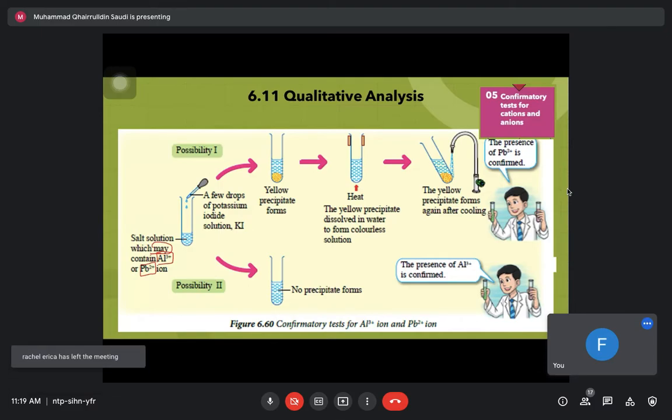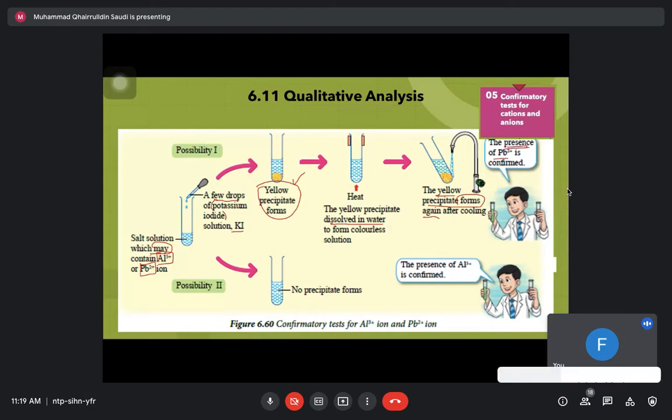So how do we confirm the presence of lead ions? We add few drops of potassium iodide solution and then yellow precipitate will form. And when we heat, the yellow precipitate dissolves in water. And when we cool, the yellow precipitate will form again. So kita boleh kata that our salt solution contains lead 2 ions. But when we add potassium iodide solution, if no precipitate forms, then we can say that our salt solution contains aluminium ions. Ini je cara untuk kita differentiate between aluminium ion and lead 2 ions.